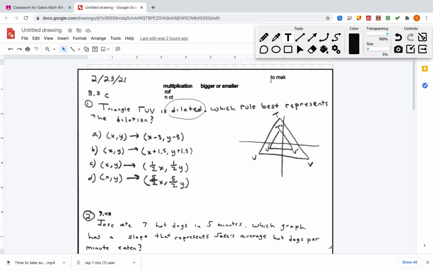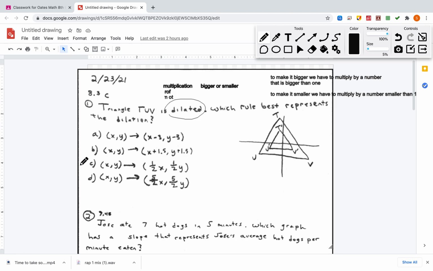To make it bigger, we have to multiply by a number that is bigger than 1. To make it smaller, we have to multiply by a number smaller than 1. So if we know we're dilating, we know we're multiplying.